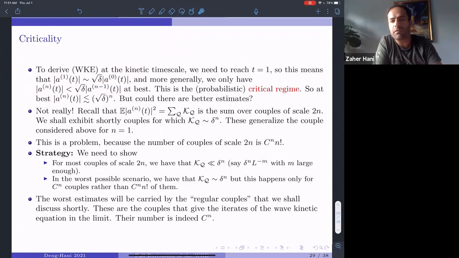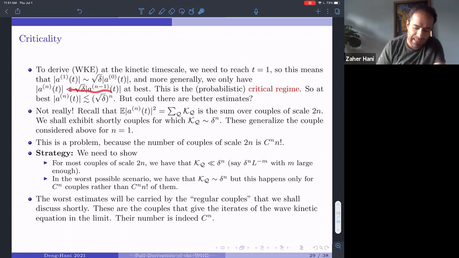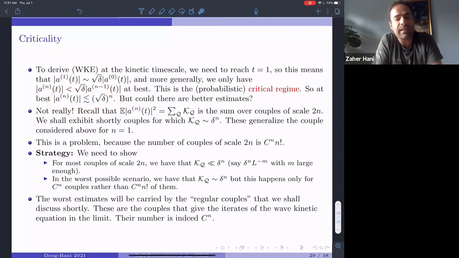And remember, square root of delta is just an absolute constant with respect to the other parameters of the problem. And this is what defines the probabilistically critical regime. So at best, we have the following estimate for the nth iterate. We have at best that the nth iterate is square root of delta to the n.